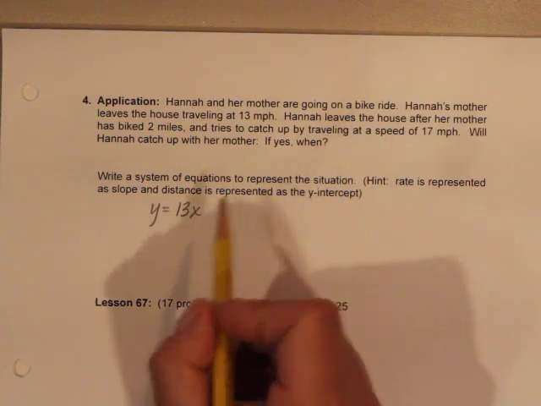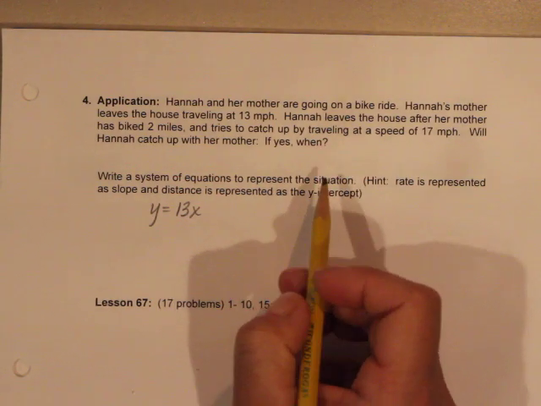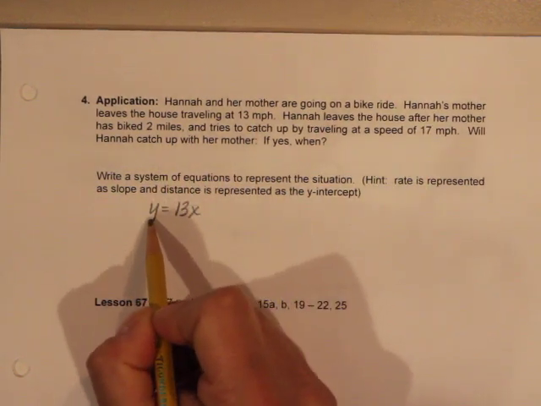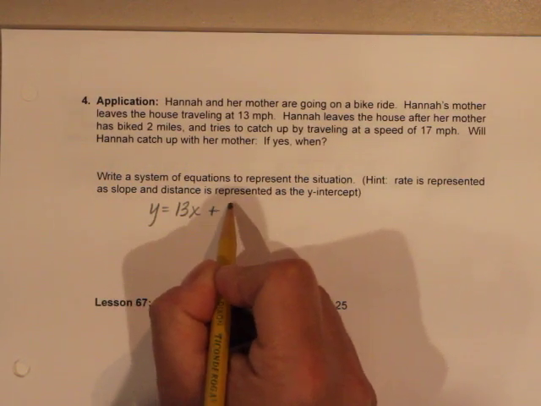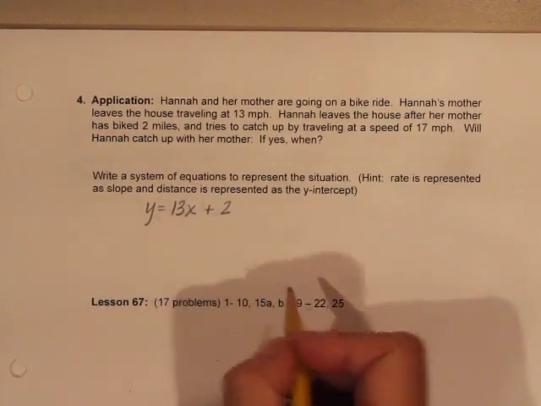Hannah leaves the house after her mother has biked 2 miles. So here's Hannah's mother, right? This is Hannah's mom. She's going 13 miles an hour, and she's 2 miles ahead of Hannah. She's already biked 2 miles, and she's going 13 miles an hour.